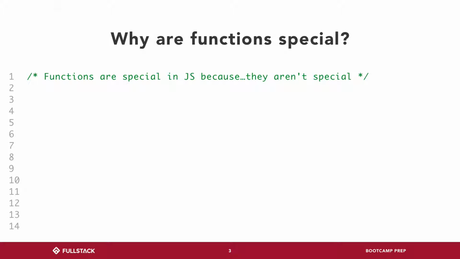Functions are special in JS, but because they aren't really treated any differently other than the fact that they can be invoked, just think of them as a string or a number or an object that you can pass around interchangeably. And that's what makes this language so powerful, because not every single language allows you to do something like that.